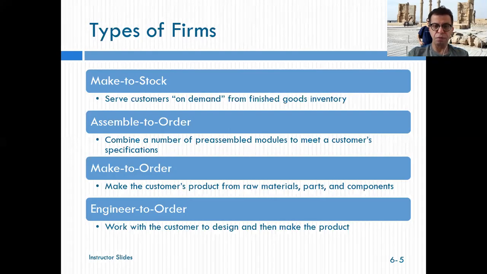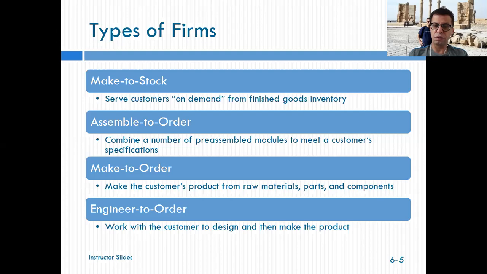Now, the types of firms or operation organization. Basically, there is make to stock, which means it serves customers on demand from the finished goods inventories. Assembly to order combines a number of pre-assembled modules. It's kind of ready, but you can put them together according to the customer specification.